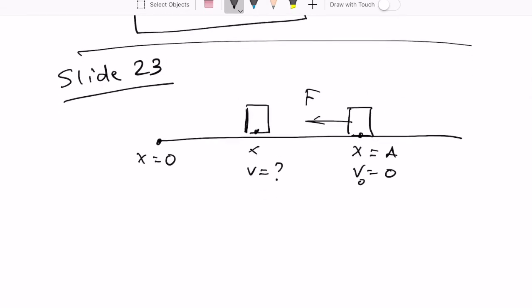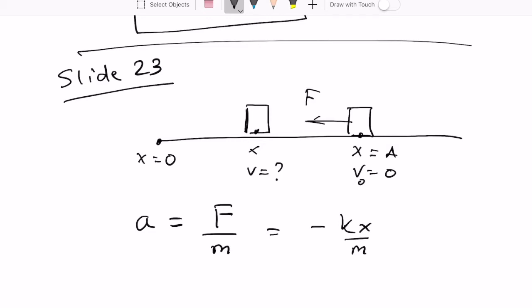Well, one way you might think of doing this problem is the following. You might say that, okay, we have the force, so we could find the acceleration. How do you find the acceleration? Acceleration is equal to net force divided by the mass, from Newton's second law. The net force would just be the force F, because that's the only force acting on it. So acceleration is force divided by mass, right? So it's minus kx divided by m.